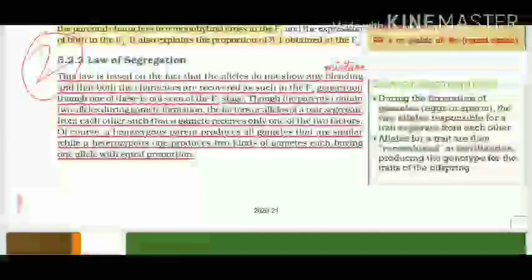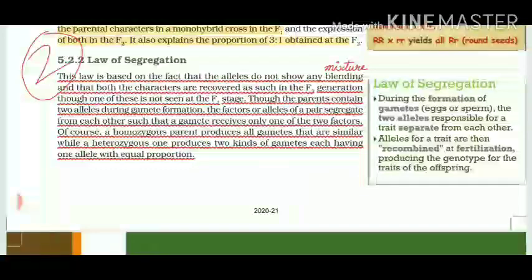Now coming to the second law, the law of segregation. When the F1 generation, meaning hybrid tall plants, are self-crossed or self-pollinated with each other, we get a different result, meaning genes get segregated. During the formation of the gametes, the 2 alleles responsible for any trait separate from each other. Simply, the term segregation means separation. So this law has shown us that alleles will not show any mixture.